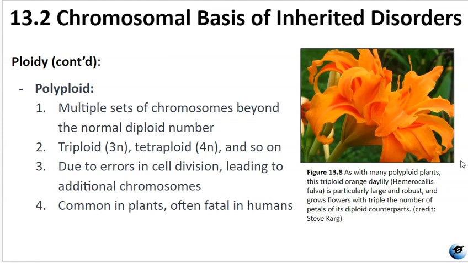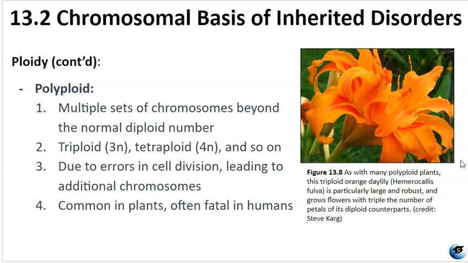So remember, the normal diploid number in humans is 46. Some examples of polyploidy are triploid organisms. They have 3 sets of chromosomes, so they're 3N. Then you have tetraploid, those are 4N, and so on. Polyploidy often arises due to errors in cell division, just like we've seen before, and it leads to the doubling or the addition of a chromosome. And what you end up with is an organism that has too many sets of chromosomes.